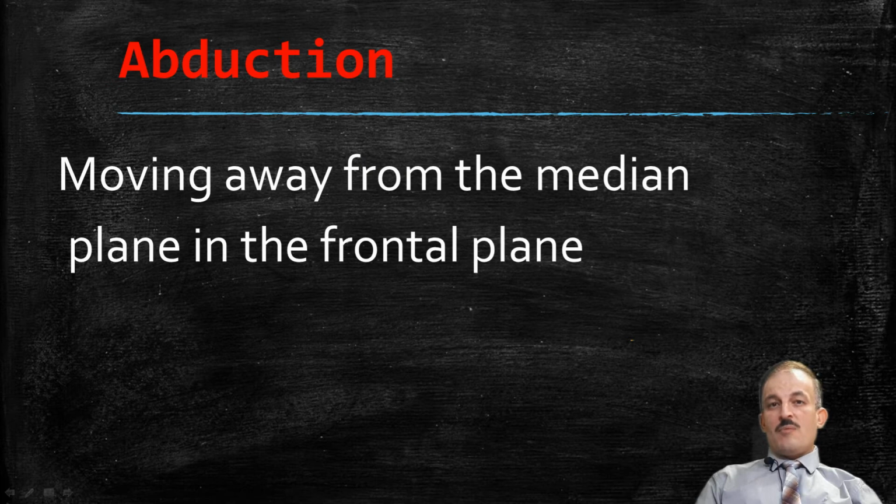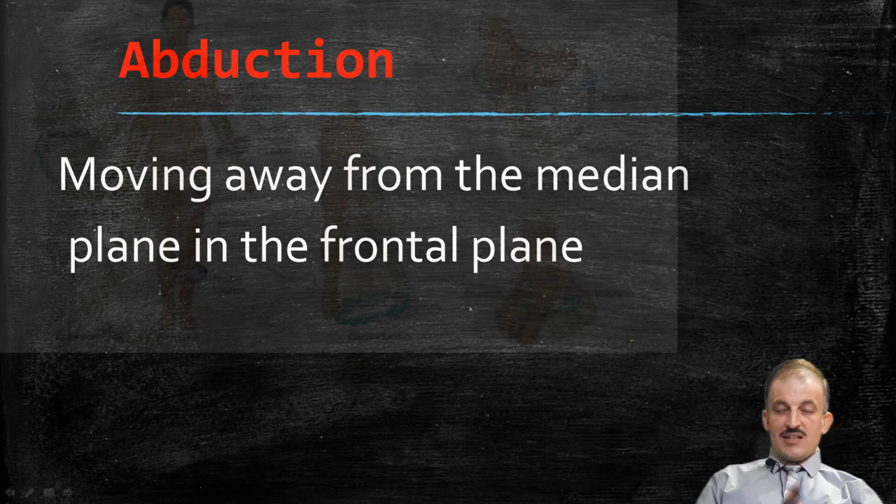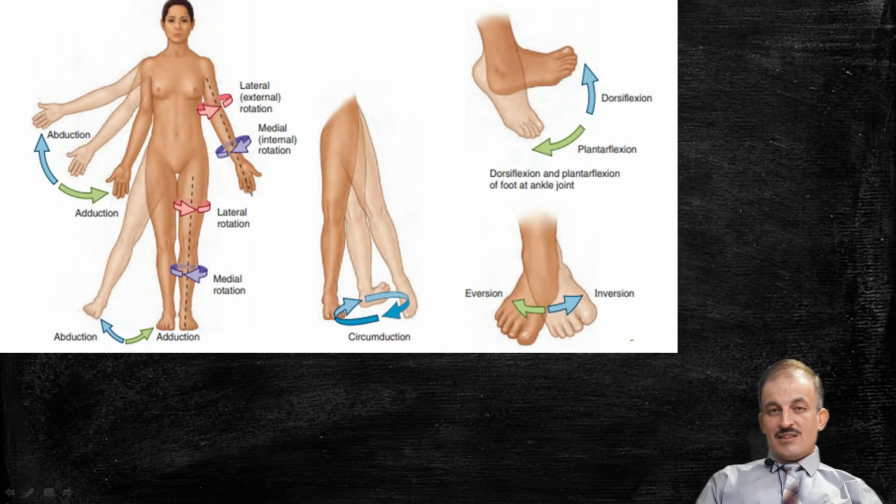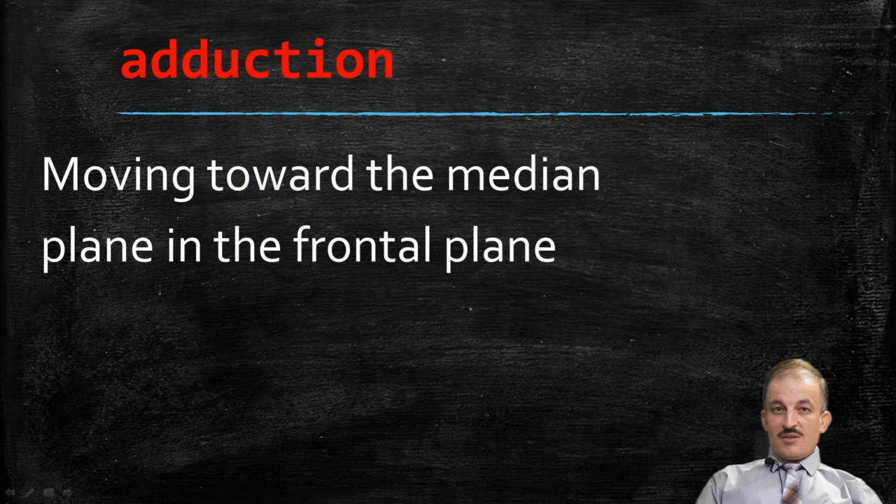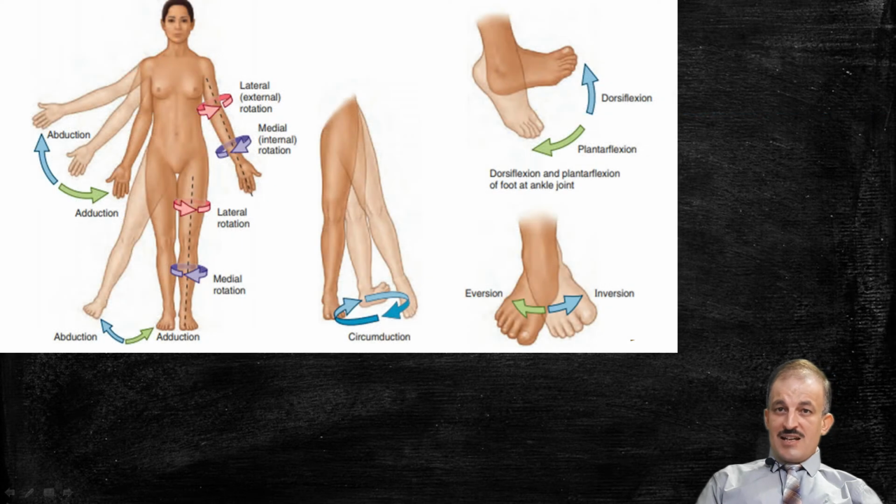Moving away from the median plane in the frontal plane. That is to say, if I want to abduct my upper limb, I should move it away from the center or from the median plane in the frontal or coronal plane. Adduction is the contrary, it moves toward the median plane in the frontal plane. Here is an example, if you do not want to forget abduction and adduction.